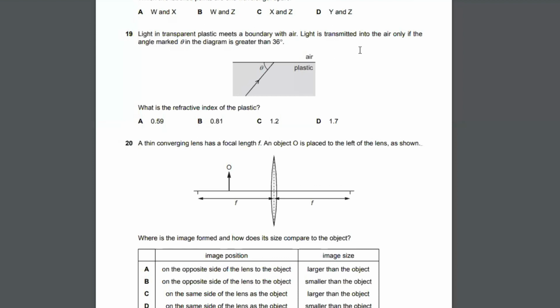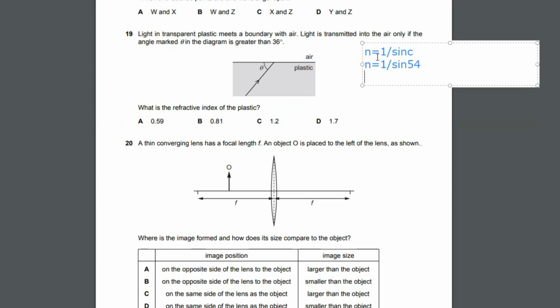So we know n is equal to 1 upon sine c. So c will be equal to sine inverse of 1 divided by n. Sorry, we don't need to do this. We just have to use n is equal to 1 divided by sine c, because c is already given. So n will be equal to 1 divided by sine of 54.